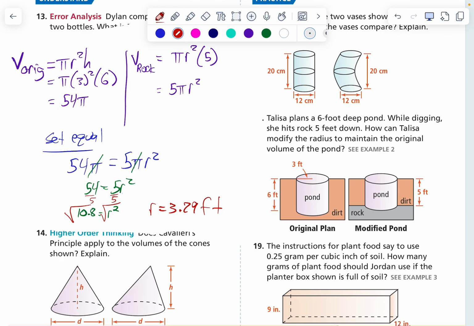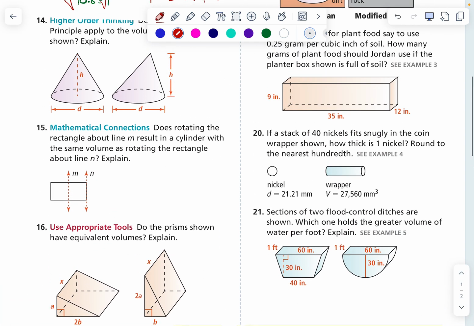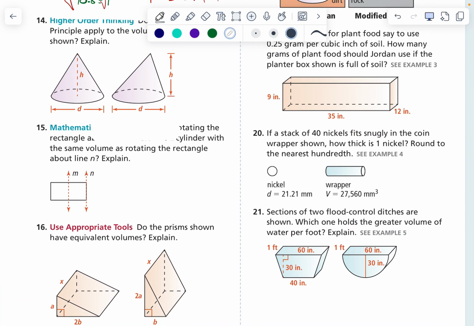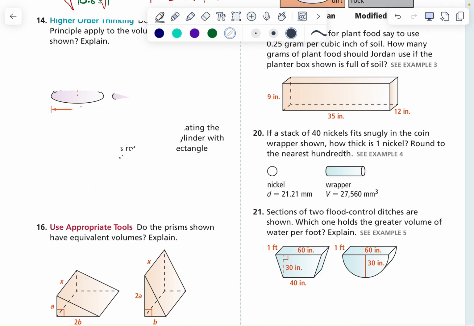All right, and then you said 20 also? Yeah, so if a stack of 40 nickels fits snugly in the coin wrapper, how thick is one nickel? By the way, how much money would that coin wrapper hold?